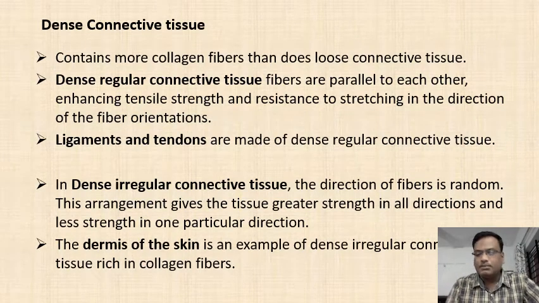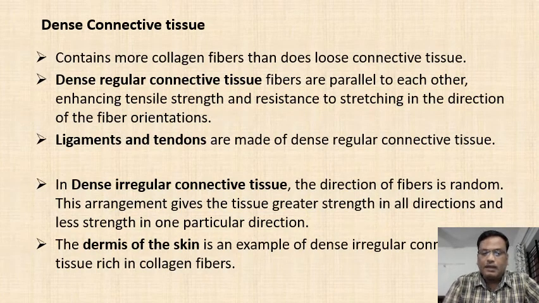Now collagen fibers are going to form the mechanical support or mechanical strength, and they are also elastic in nature. Now because of the larger amount of collagen fibers, this dense regular connective tissue gives mechanical support to the organ or tissue wherever it is found. Now, it has tensile strength and resistance to stretching in the direction of the fiber orientation.